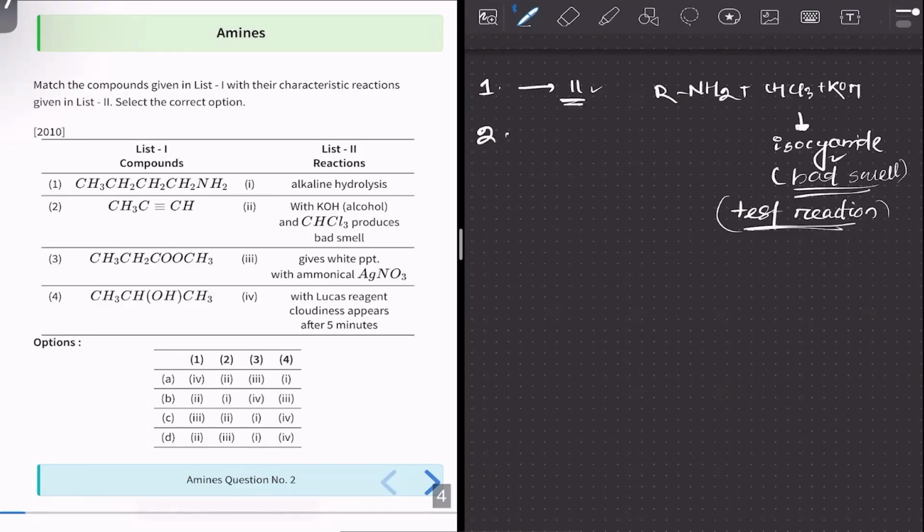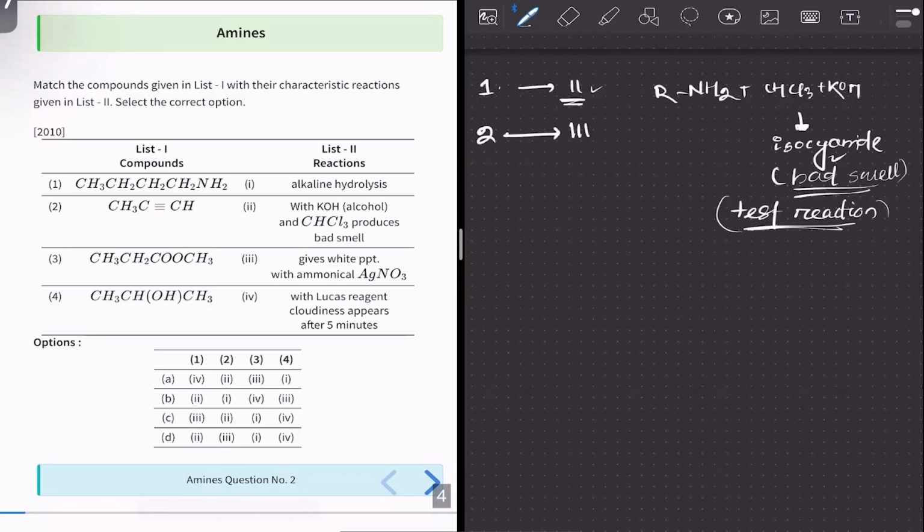For 2, CH3 C triple bond CH. Alkaline hydrolysis, no. Reaction 3 gives white precipitate with ammoniacal AgNO3. Yes, the terminal alkyne will give white precipitate with ammoniacal AgNO3. So compound 2 is related to reaction 3.